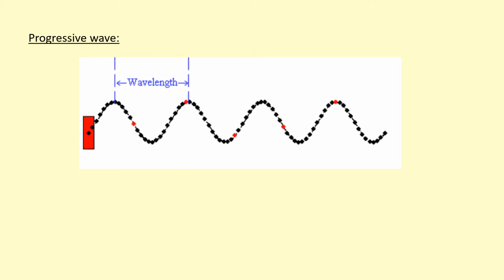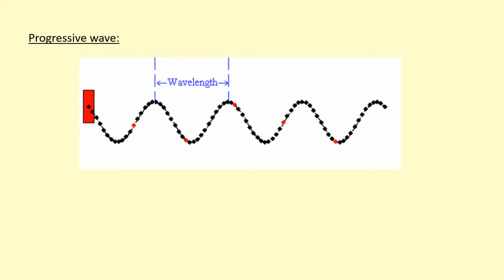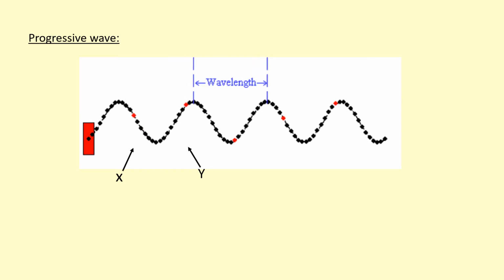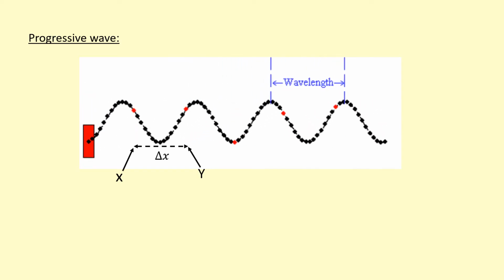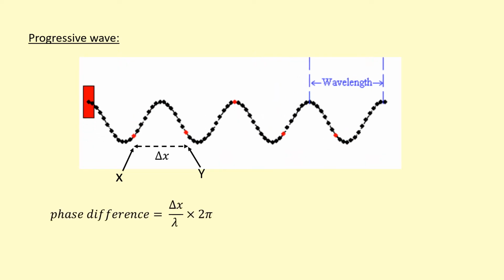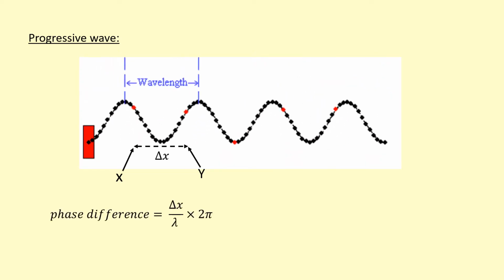Okay, so we have a progressive wave here. We want to find the phase difference between 2 points on this wave, let's say x and y. We'd measure the distance between those 2 points, and we figure out what fraction of a whole cycle, a whole wavelength that is, and then we'll multiply that by 2 pi.